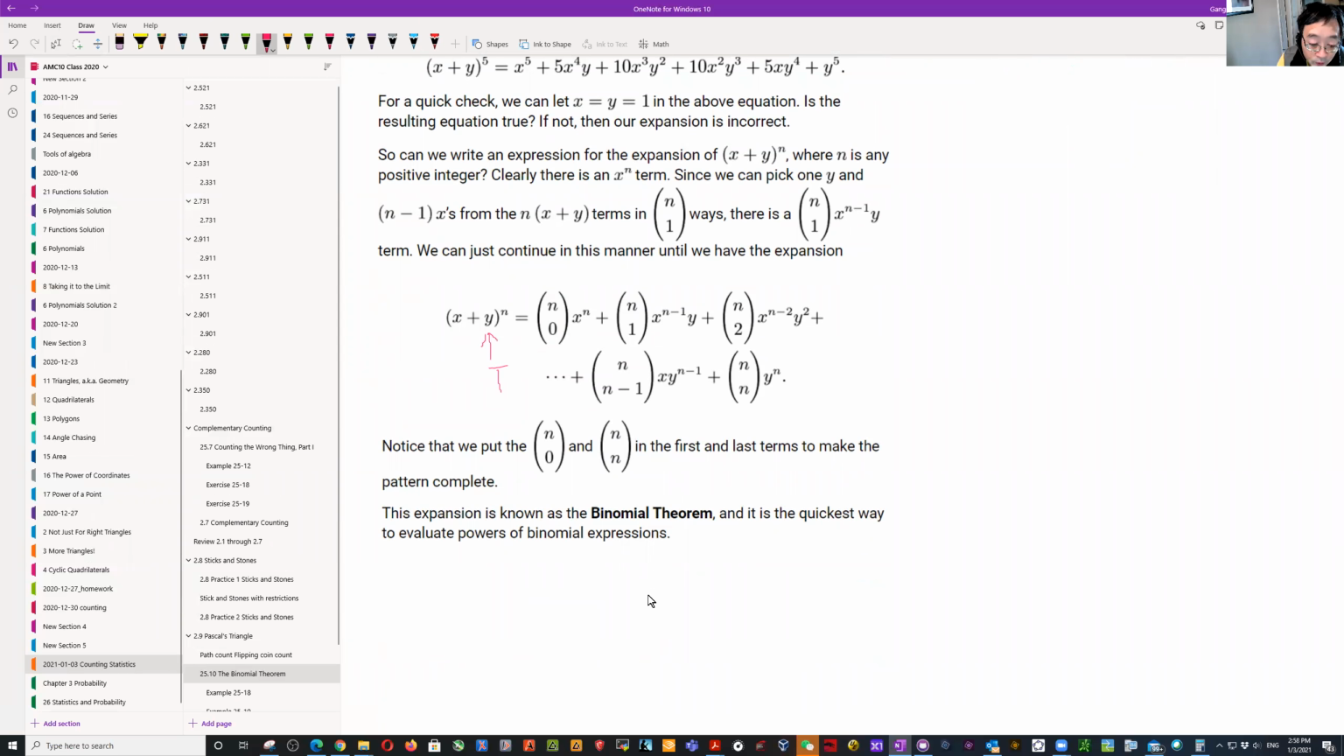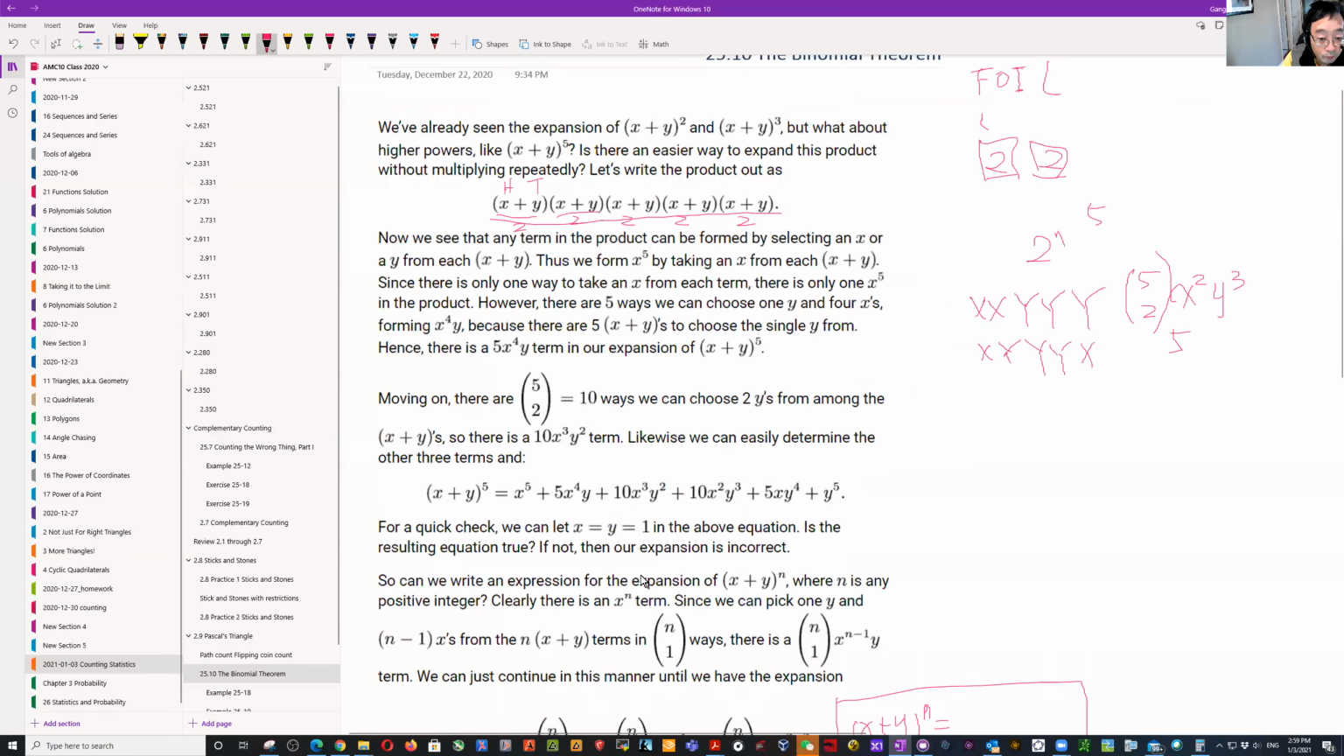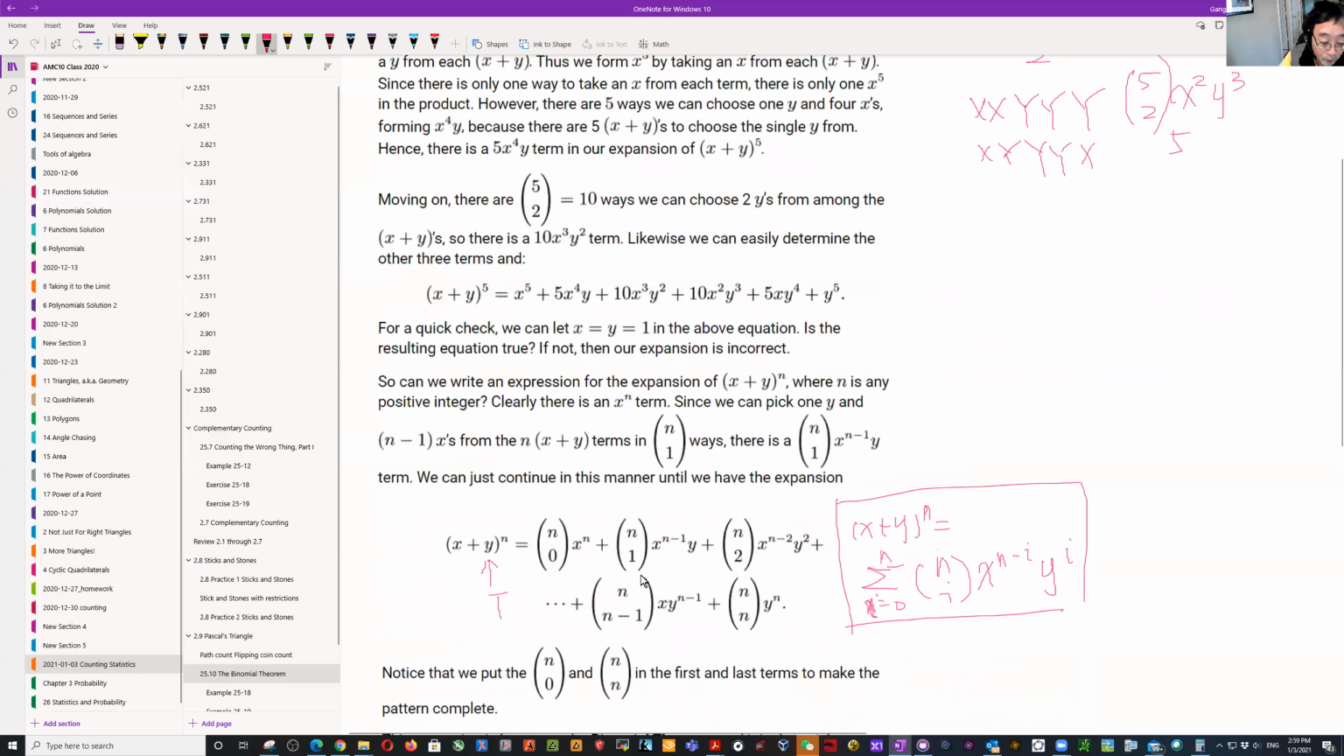A lot of times they also write the summation in a simplified format: x plus y to the nth equals the sum from i equals 0 to n of n choose i, times x to the n minus i and y to the i. Sometimes you will see it in this format, but anyway, this is all the binomial theorem result. And we actually link them together. Also, there's a very important fact.